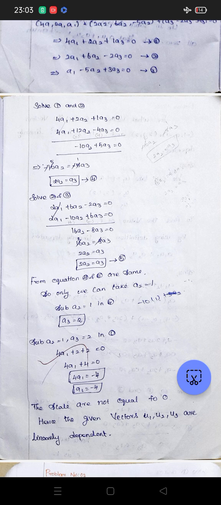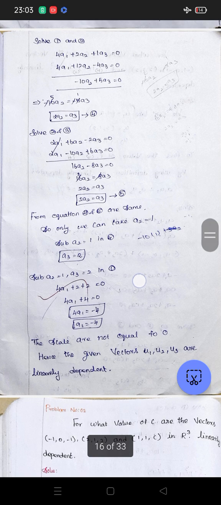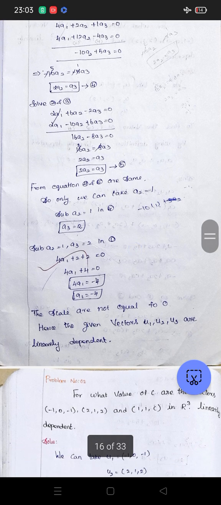Now solve equation numbers 2 and 3. You can write the two equations: 2a1 plus 6a2 minus 5a3 is equal to 0, and the third equation multiplied by 2, so 2a1 minus 4a2 plus 6a3 is equal to 0. Subtracting these two equations, 16a2 minus 8a3 is equal to 0. Simplifying this term, 2a2 is equal to a3.